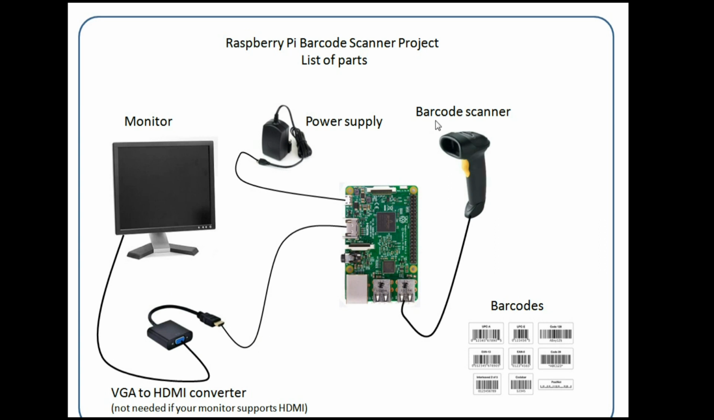The barcode scanner I'm going to cover off in a few minutes, because there are a few little issues when you're connecting a barcode scanner to a Raspberry Pi. Nothing serious, but just something to be aware of, so I'll come on to that in a minute. The only other unknown for me was the barcodes. Where am I going to get barcodes from?